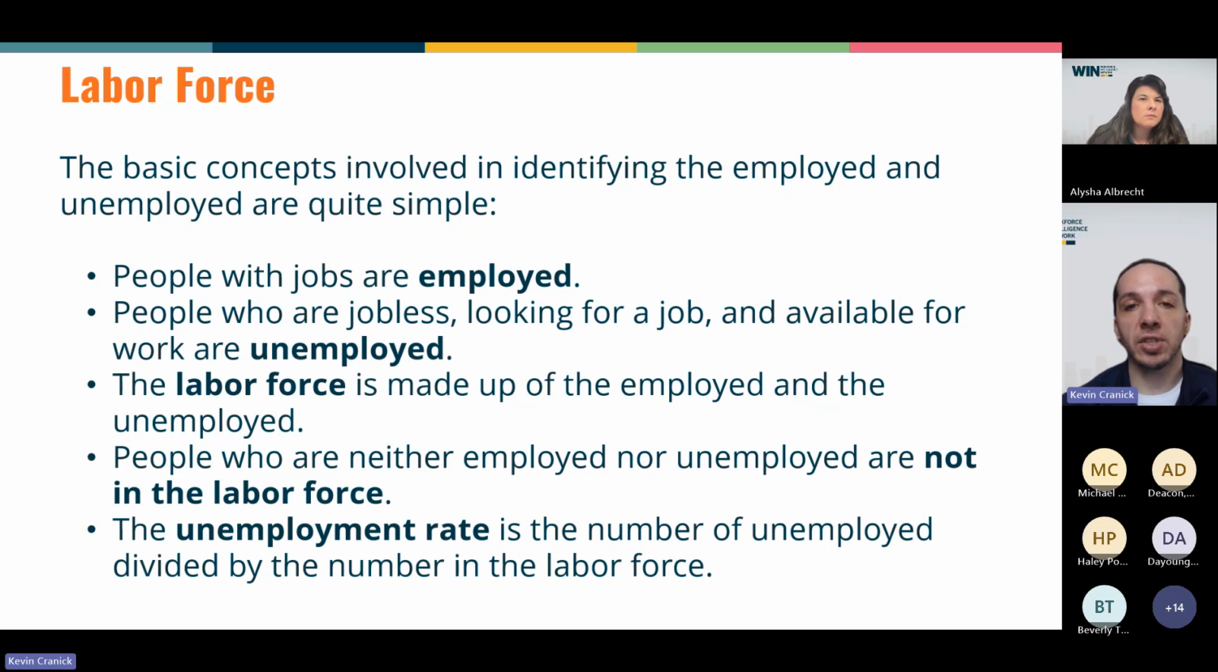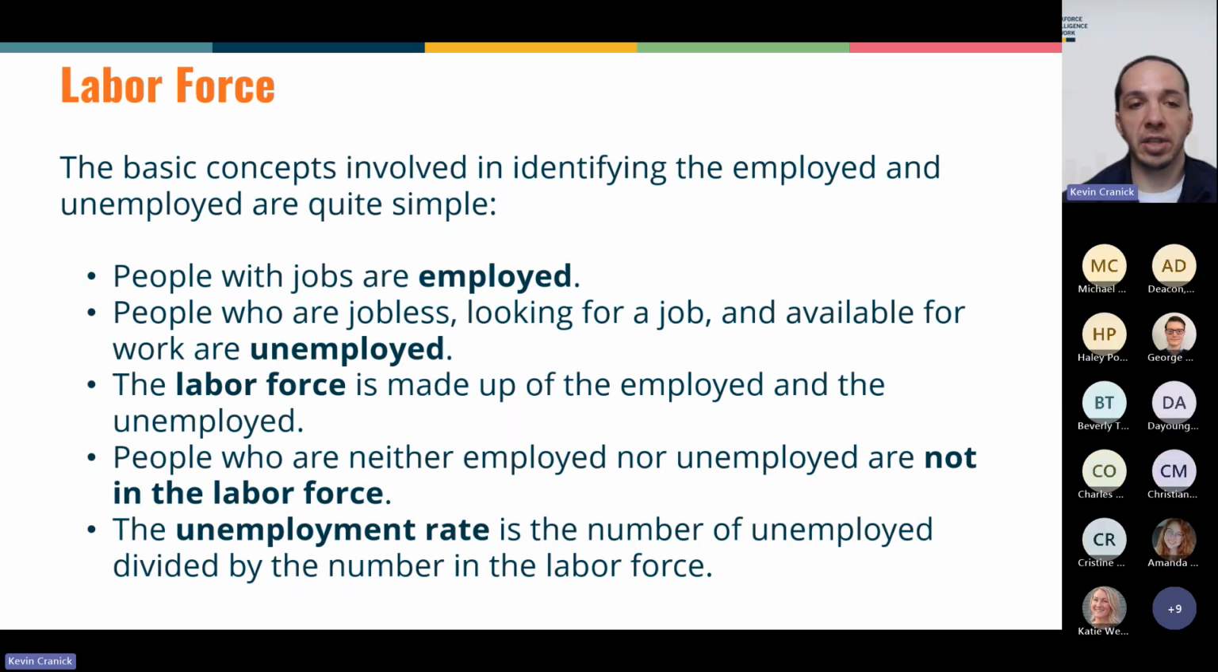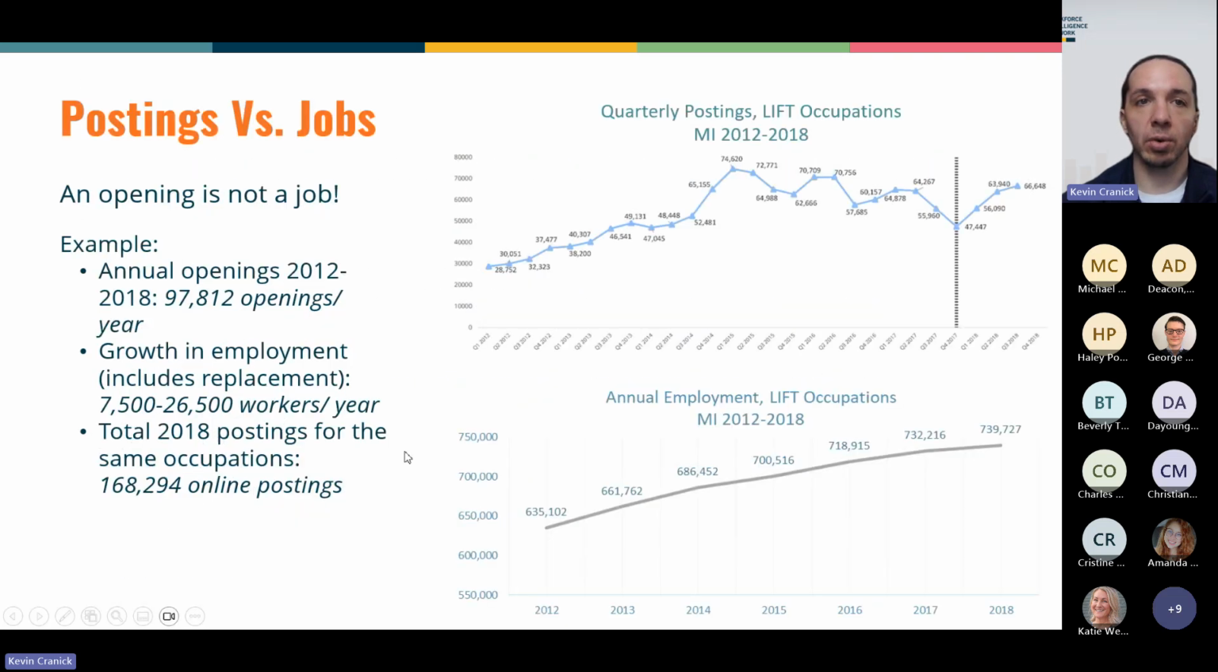The labor force is excluding those who are not actively looking for work. So when we think about the labor force, we're only thinking about those who meet the definitions above. People who are neither employed nor unemployed are not in the labor force. Therefore, the unemployment rate is the number of unemployed divided by the total number of people represented in the labor force. So pretty basic definitions, very easy to latch onto. Again, we'll provide these slides at the end of the presentation today, as well as the recording.